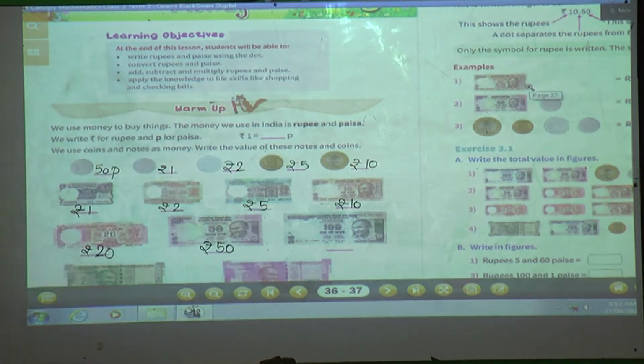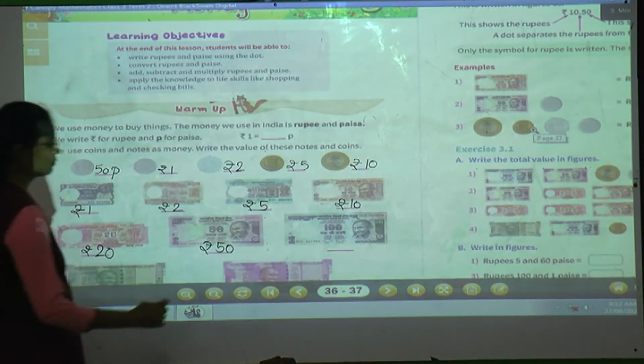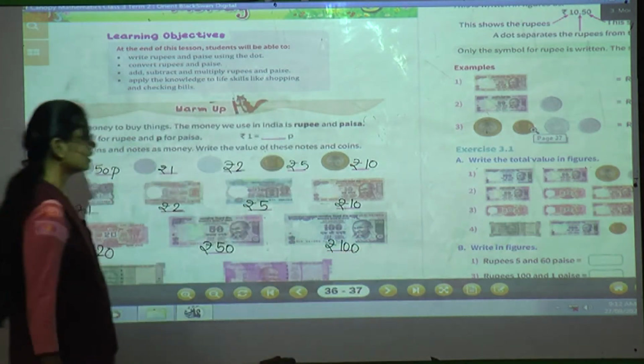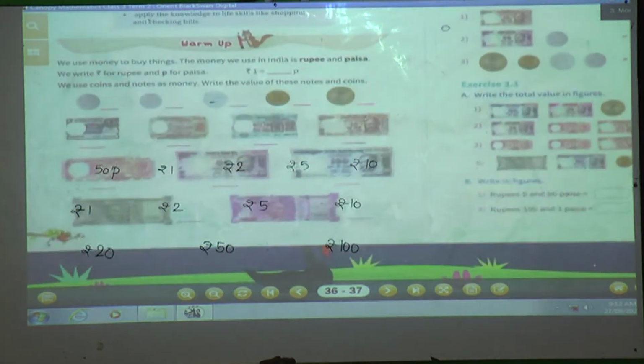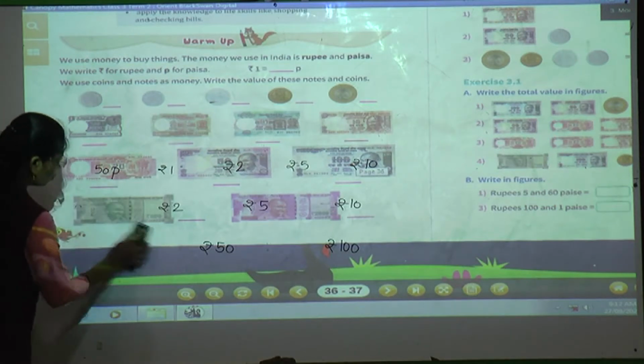Then next currency note. See here, see the number. This is the note of 100 rupees. So here write rupees 100. Okay, clear? Okay, now there are two more notes.